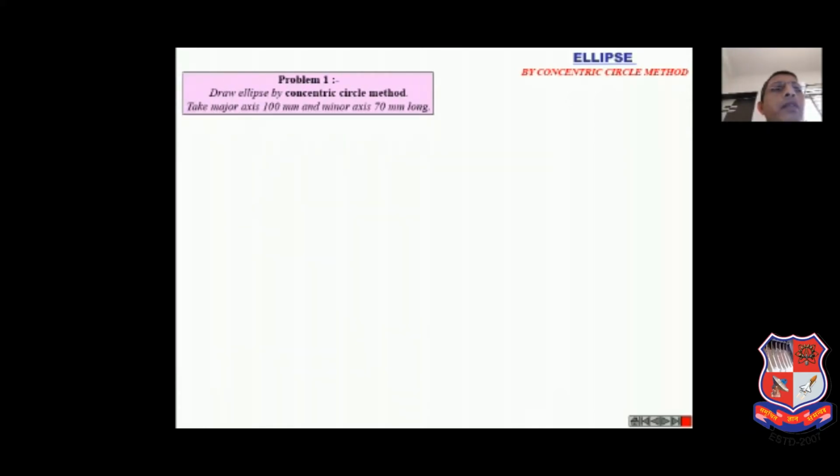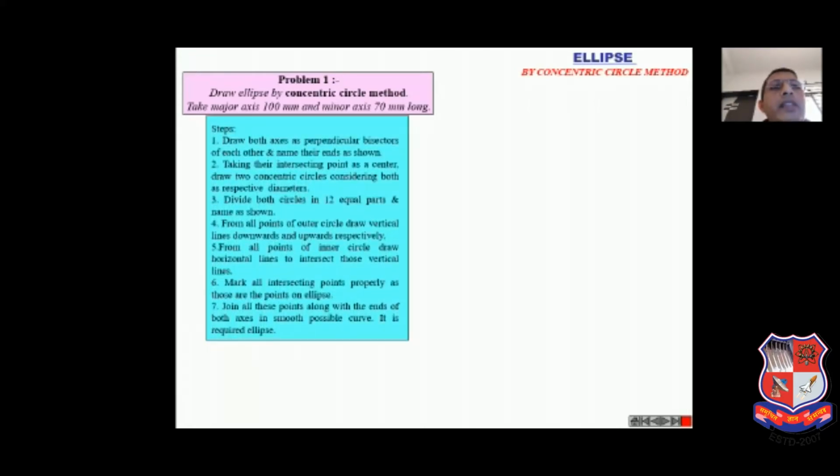Now we start with the first method to draw an ellipse, which is the concentric circle method. Here the problem is given to us: draw an ellipse by the concentric circle method. The major axis is 100 mm and the minor axis is 70 mm long. So how can we draw this curve? Here steps are also given to us.